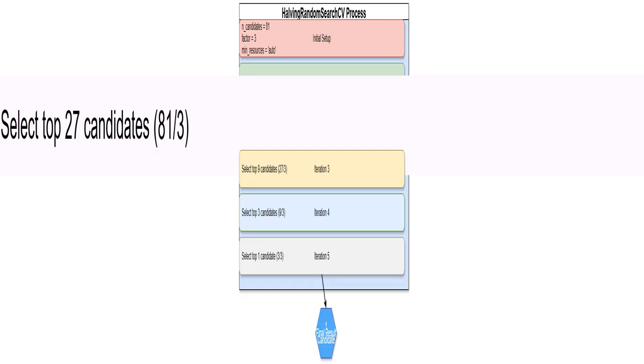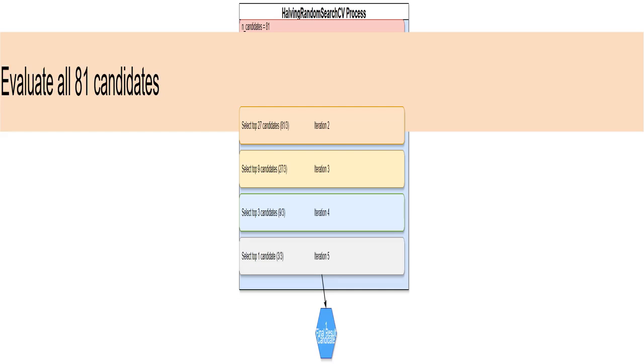This is the first evaluation round. I start by evaluating all 81 initial candidates. In the first iteration, I'll thoroughly evaluate each of the 81 candidates to get a good sense of their performance. This is the most computationally expensive step.